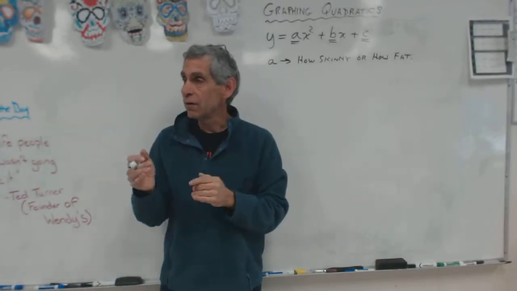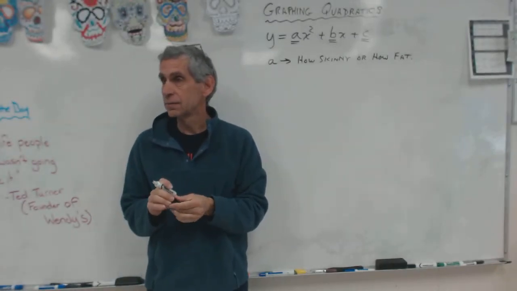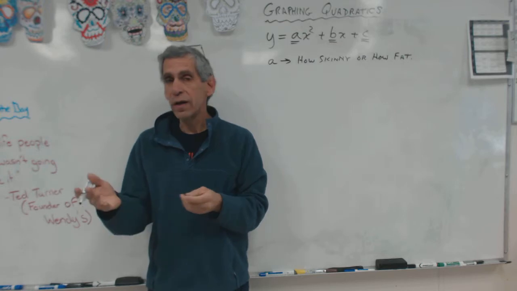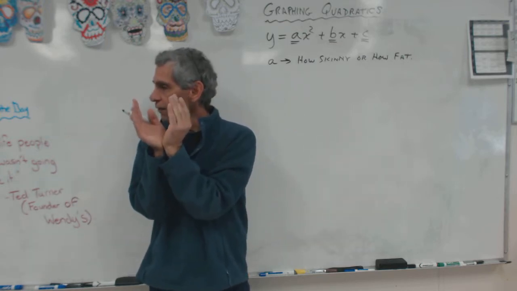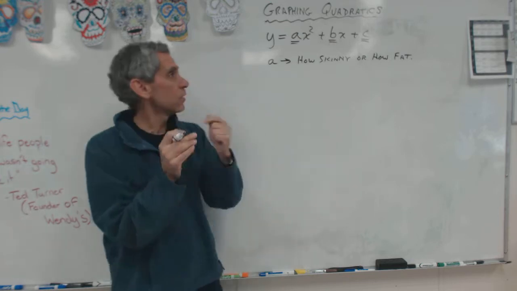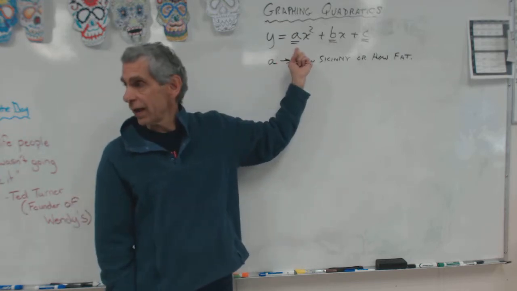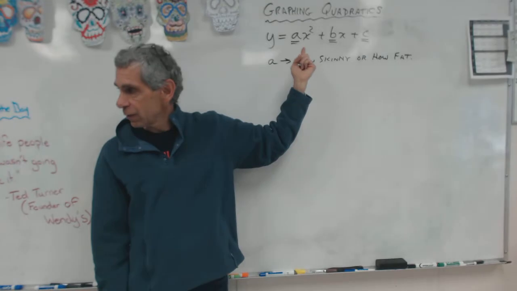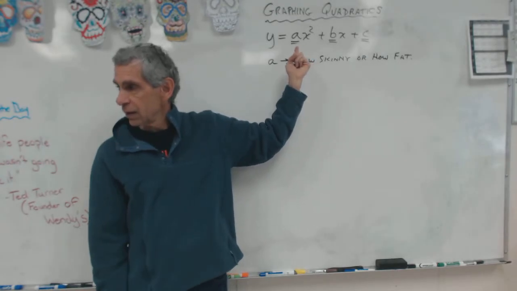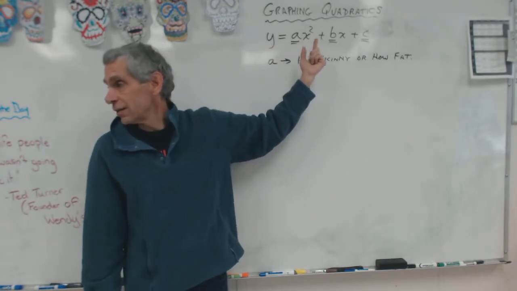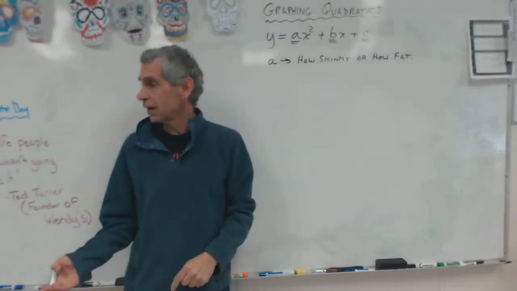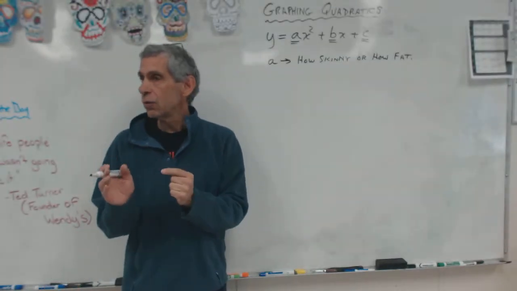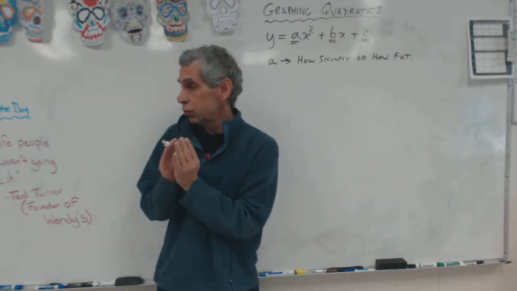What would be an example of a fat a? One would be sort of normal, right? Well, can you have a 0? I mean, what would happen if you had a 0? If you had 0 for an a, you would no longer have a quadratic formula, right? You wouldn't have y equals x squared something, because the x squared times 0 is just nothing, so it would end up being a straight line, right?